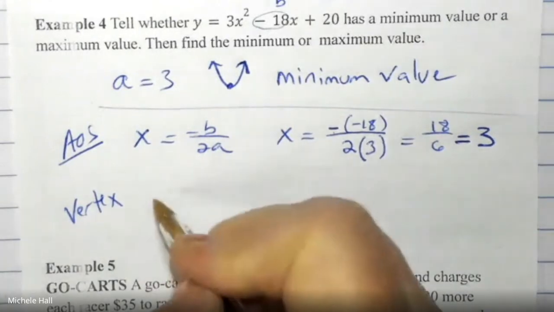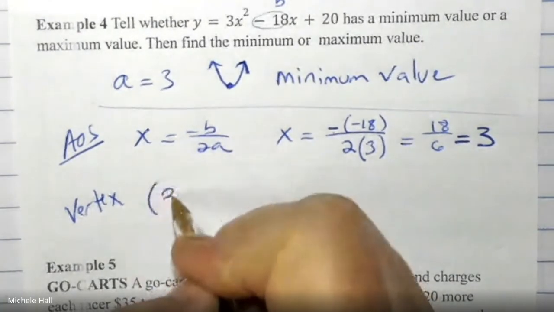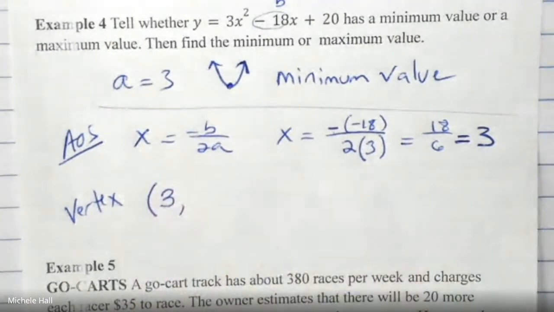We know that 3 is going to be part of the vertex because the vertex has to land on the axis of symmetry. So we've already got half the vertex right now. We know that X is 3. How do I find the Y value?